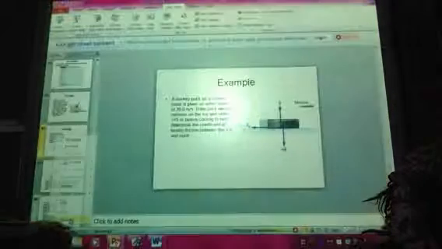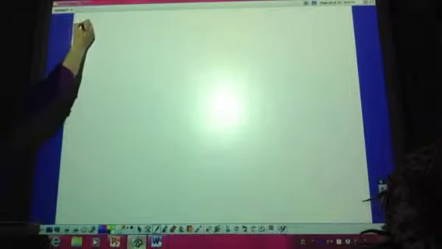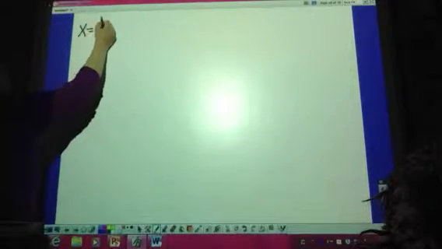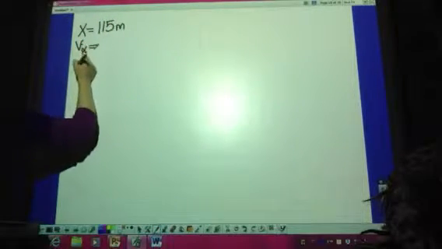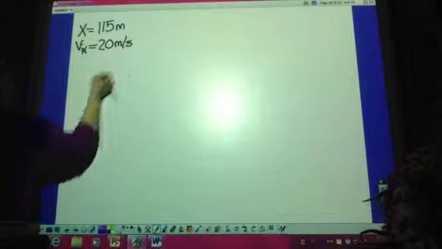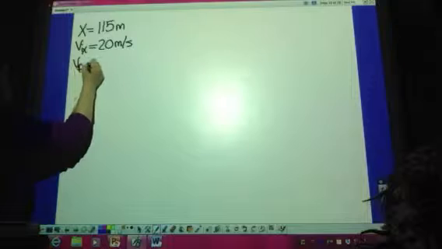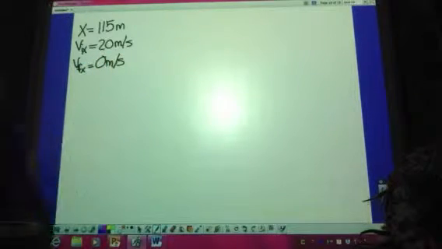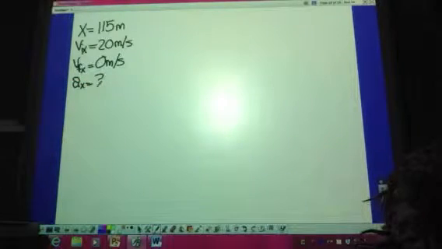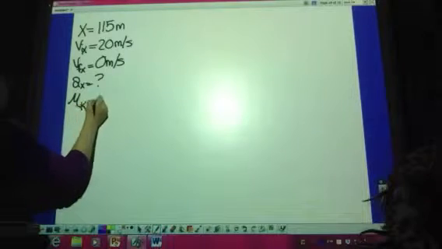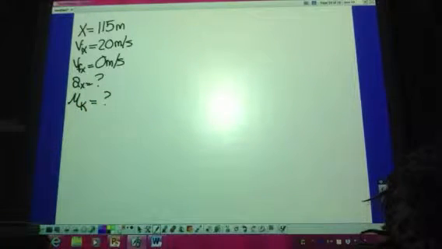So let's just go back and kind of think about what we were given here. I know what they gave me. They gave me that it is traveling a distance of 115 meters. I know that its initial velocity in the x direction is 20 meters per second, and it's going to come to rest, so its final velocity is going to be 0. I do not know acceleration, and they're asking me to find mu. I want to find that coefficient of kinetic friction.